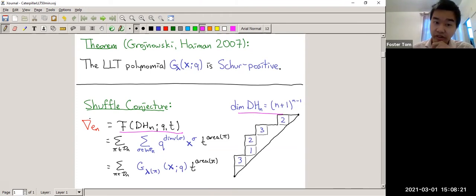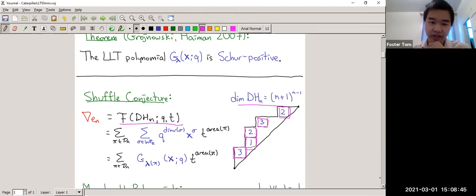But the shuffle conjecture gives a combinatorial formula in terms of Dyck paths. So if we have a Dyck path, next to every north step, we just draw a box like this. And then a parking function means that we need to put positive integers in these boxes, strictly increasing from bottom to top. And there's some statistic called diagonal inversions.